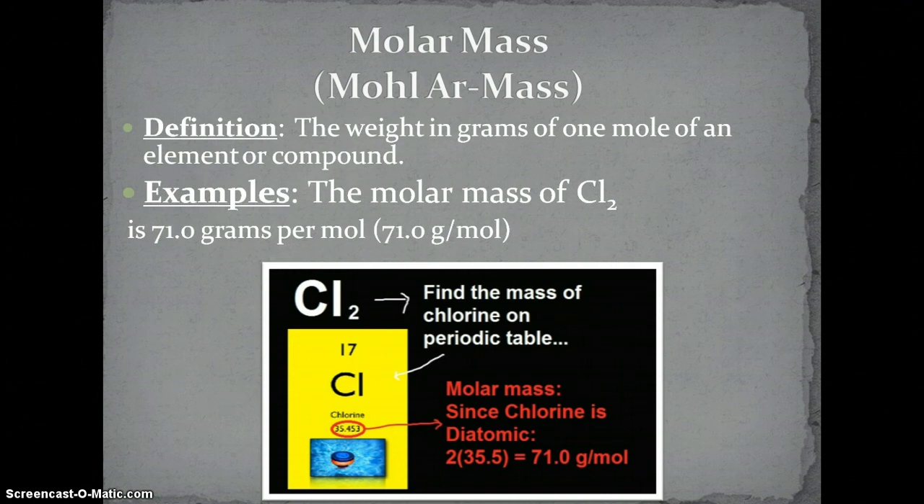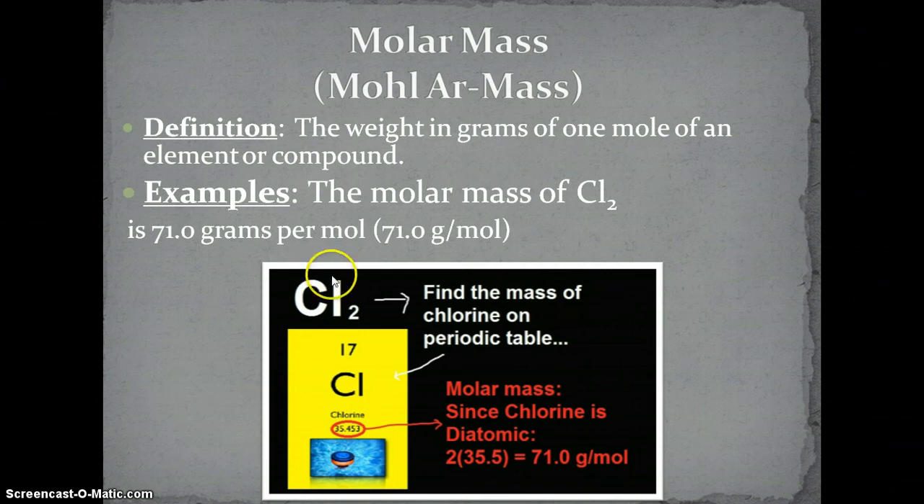Molar mass. Definition. It's the weight in grams of 1 mole of an element or compound. So molar mass is the mass of 1 mole. So the molar mass of chlorine, and it's diatomic, so it's Cl2, is 71.0 grams per mole. You write that with 71.0 g/mol. Mol is the abbreviation for mole.